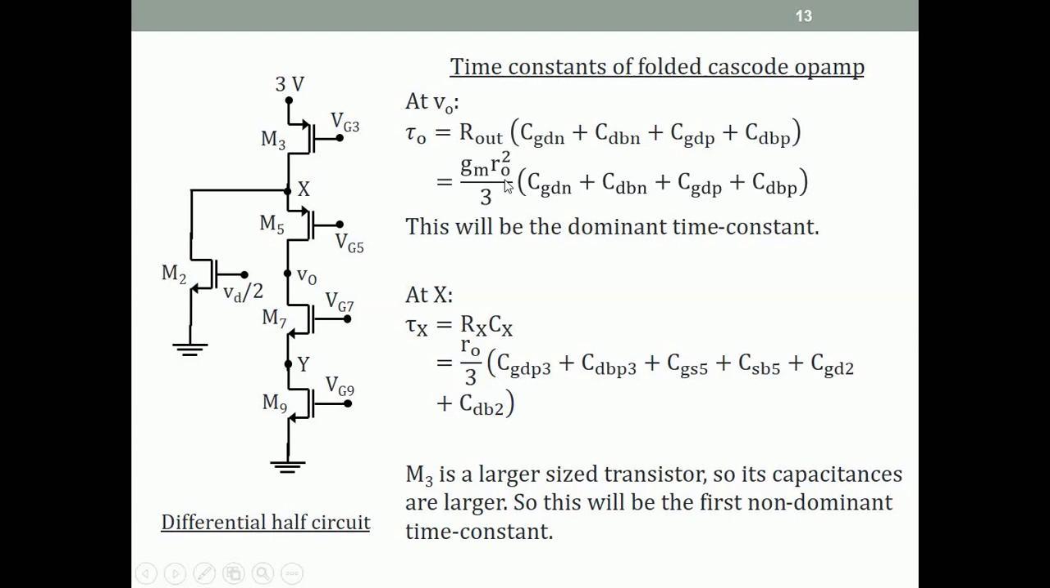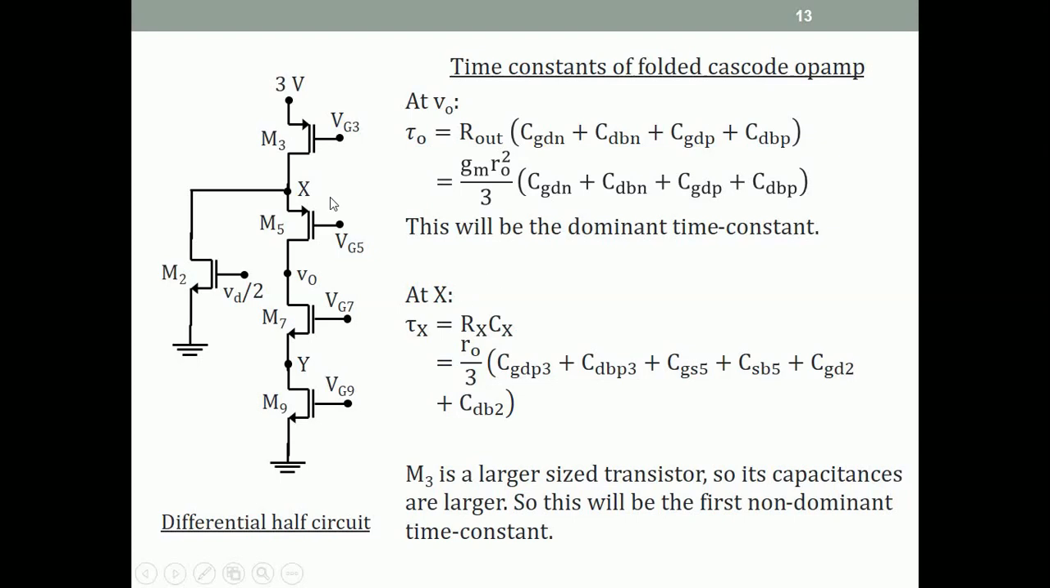This of course is very large. The other two nodes have a resistance of the order of ro, and so this is gmro times larger. So this time constant is the largest time constant in a telescopic cascode circuit. This time constant dominates the frequency response because it will give the smallest pole frequency.